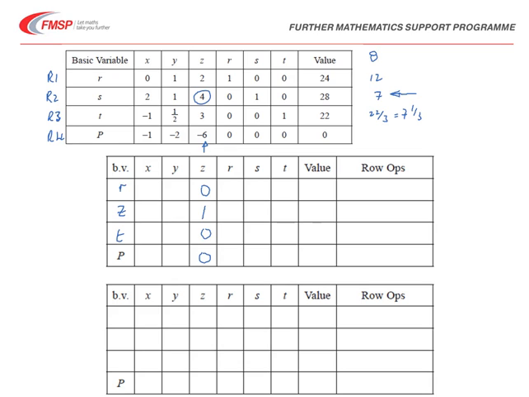So for the pivot row R2, we're simply going to do R2 divided by 4. And that gives us a row which is equal to 1/2, 1/4, 1, 0, 1/4 and 0. And then a value 28 divided by 4 is 7. So that value 7 is the theta value that we had in the table above.